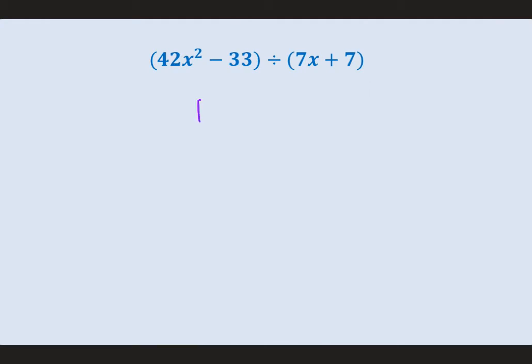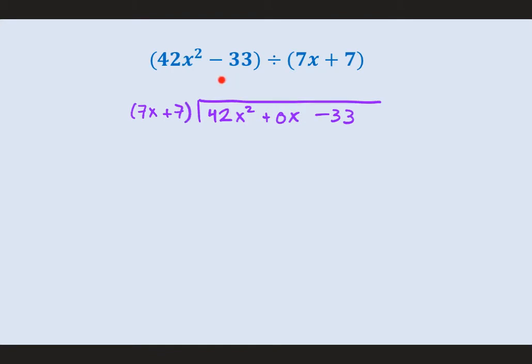We're going to go ahead and draw a little thing. We'll go 42x squared. I'm missing the x's, so I'm going to write plus 0x's. So that's me filling in my zeros. Minus 33. Anything that's missing, we fill in with 0 of that thing. I then write what I'm dividing by out front. That's 7x plus 7. All right, same process as before.